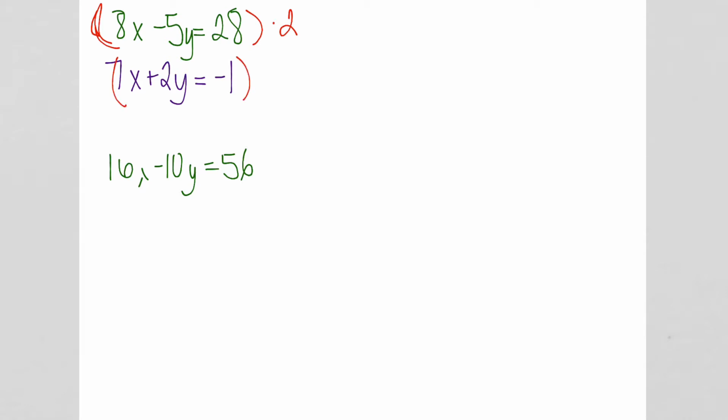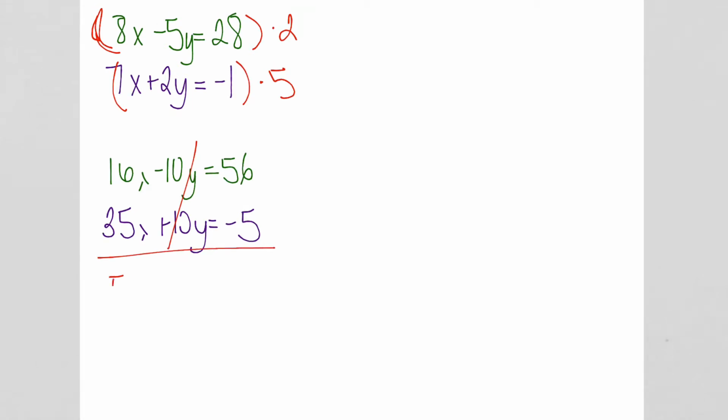And multiply the bottom by 5. That'll be 35x plus 10y equals negative 5. And add. Our y's go away, and we have 51x equals 51. So x is 1.